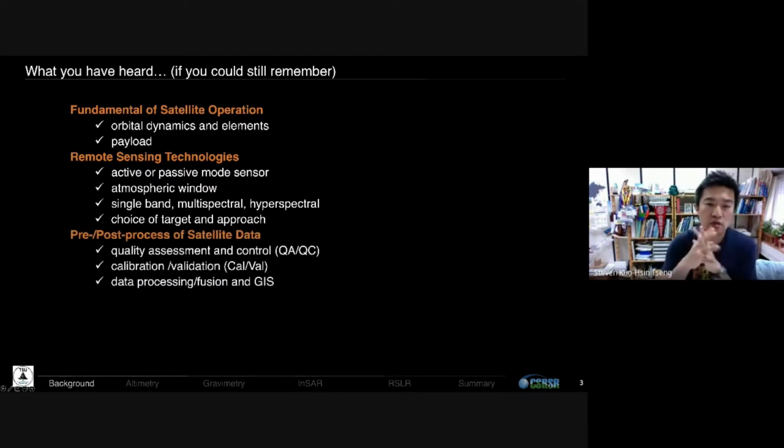Some other keywords, for example, QA and QC. Every time you get the data, don't forget to validate and verify it. There are two kinds of jargon or terminology. One is called CalVal, the calibration and validation. And some agencies prefer to use V&V, the verification and validation. So they are mainly the same thing.